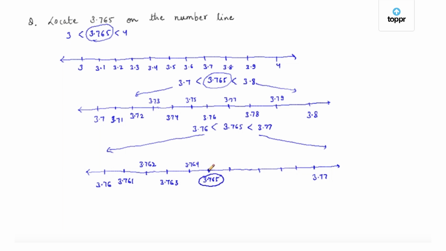So, 3.765 will be located at point Q on the number line. This process is known as successive magnification method. By this process, it is possible to determine the position of a terminating type rational number. Let us now try to position a non-terminating recurring type decimal number.